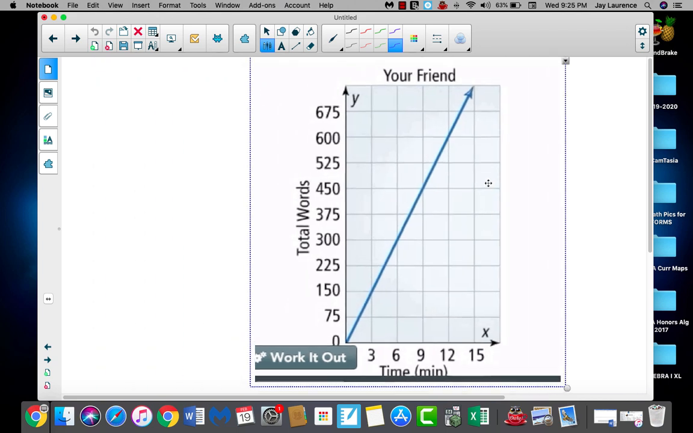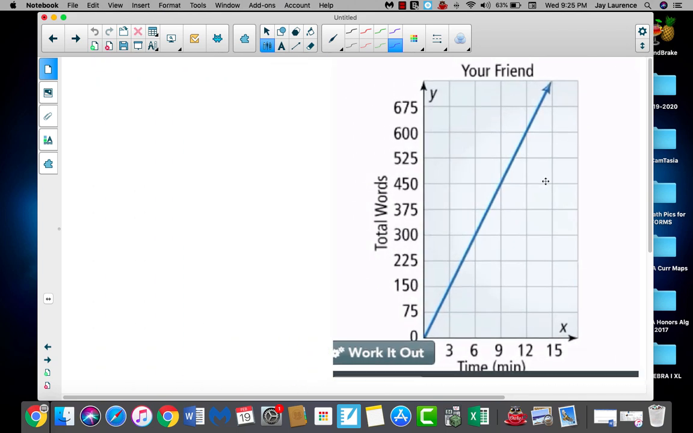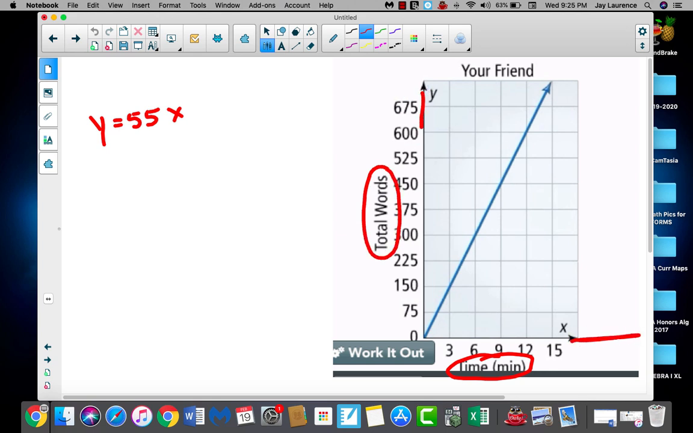Okay, so this is my friend, or your friend, I should say. And then the equation they gave us for you is y equals 55x. Remember, x is the time in minutes, and y is the total words. The x-axis is always horizontal, the y-axis is always vertical. I know I can type 55 words per minute. How much can my friend type?